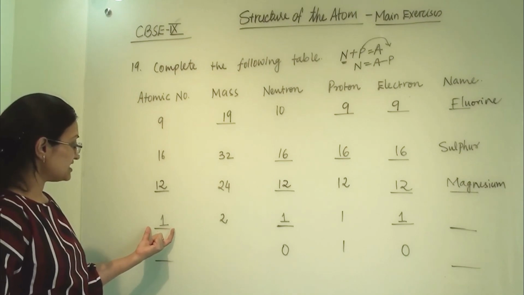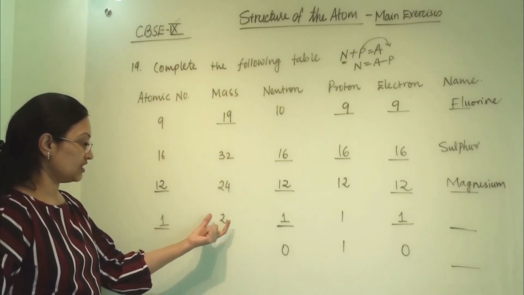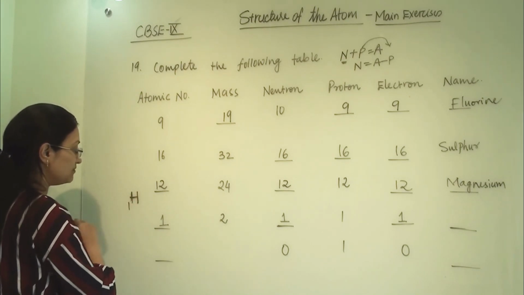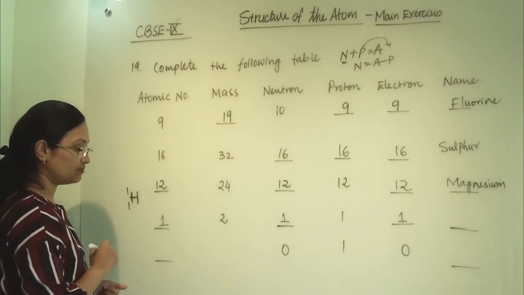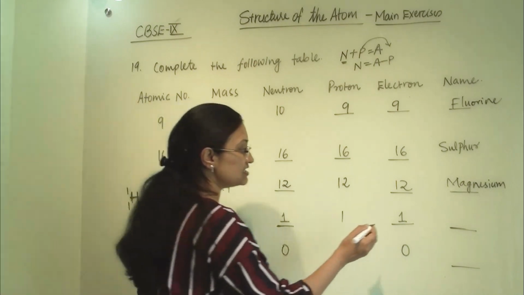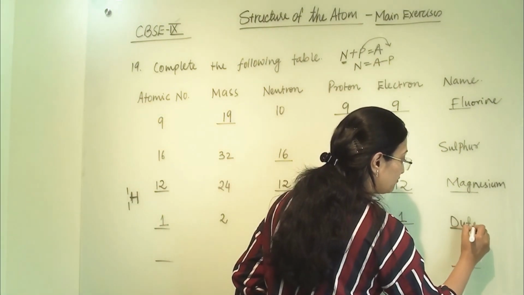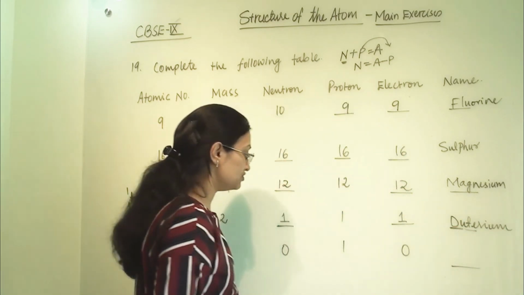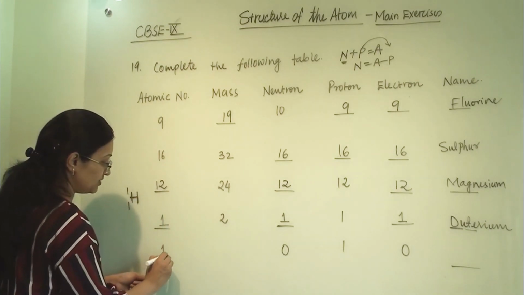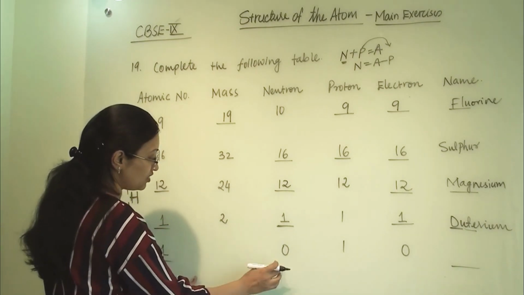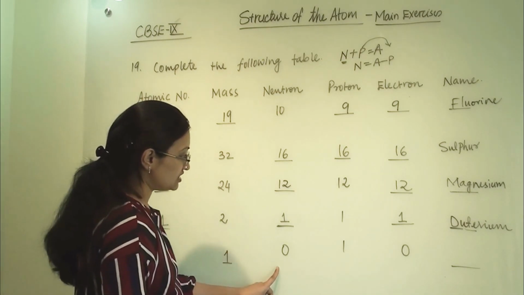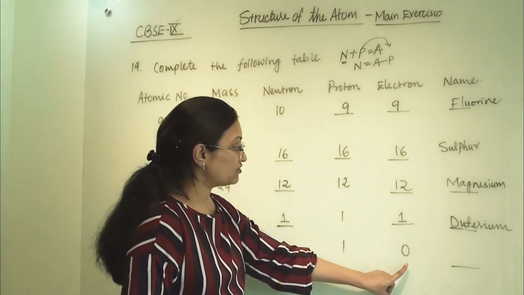Now here, for this atomic number 1, the mass is 1. If we write hydrogen, then hydrogen's atomic number is 1 and its mass is also 1, because in hydrogen the neutron count is 0. The earlier one, with mass 2, is an isotope of hydrogen, deuterium. Now here proton is 1, so atomic number is 1. Neutron is 0, so mass will be 1.